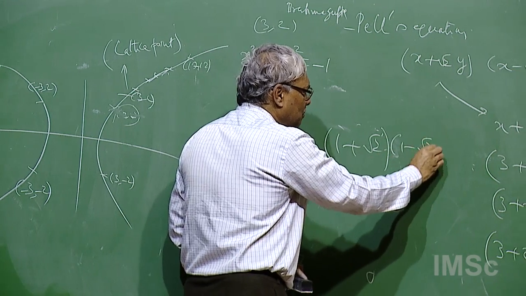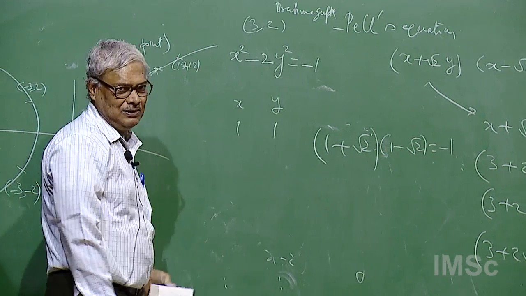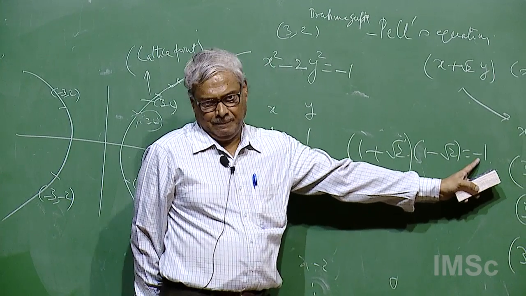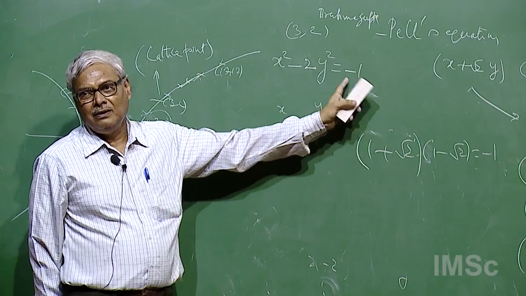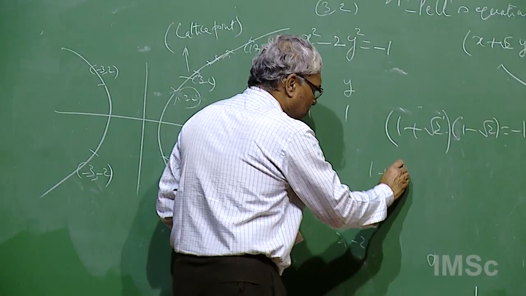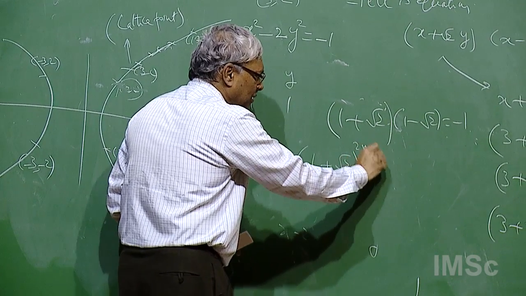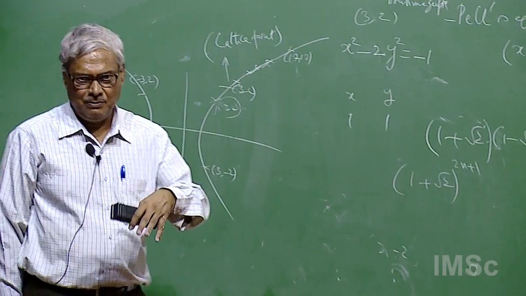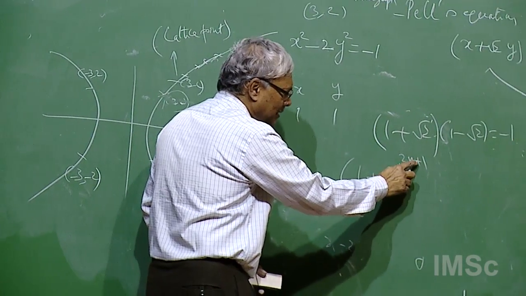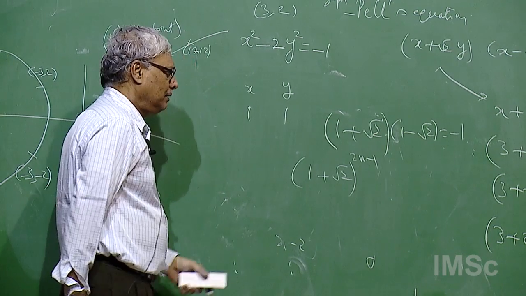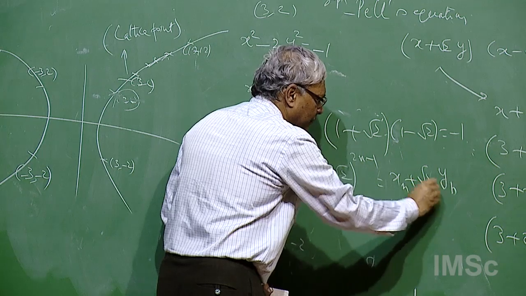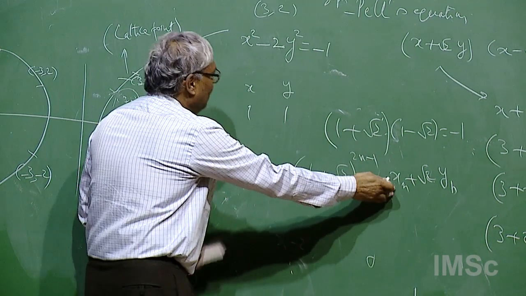Into 1 minus root 2 is minus 1, if you factorize this. So if you raise both sides to even powers, you will get plus 1. But we want minus 1 here, therefore we raise both sides to odd powers. So just take 1 plus root 2 and raise it to an odd power like 2n minus 1, and go on calculating the rational part and irrational part, you will get successive solutions. For example, if you take n equal to 1, you get 1 and 1.